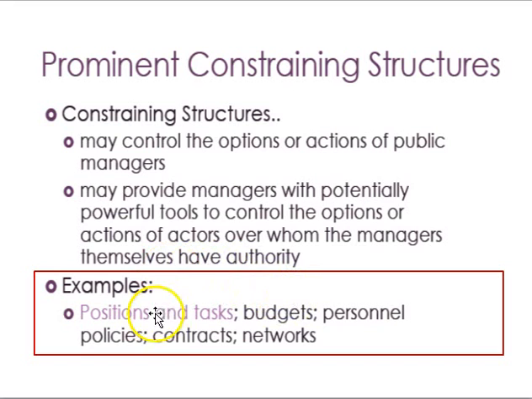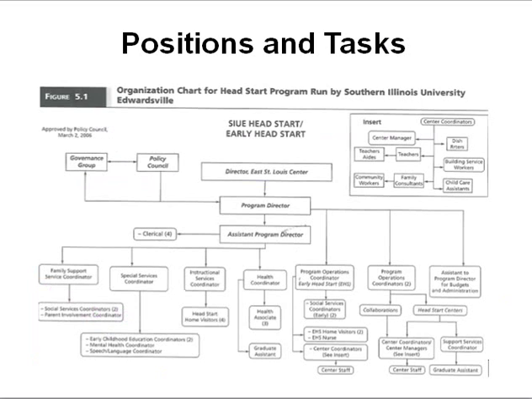So there are some tools to constrain and control the structure. They can use their positions and tasks, or they can use budget limits, personnel policy and contracts, or they can use networks. So this is the first example, about positions and tasks.